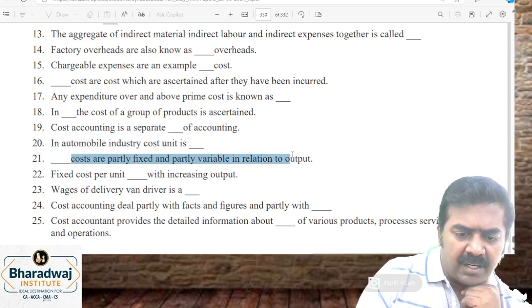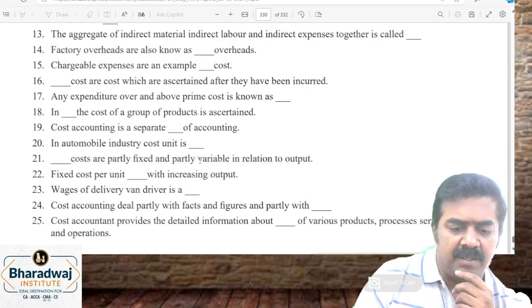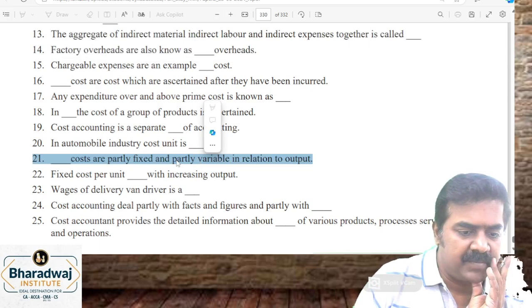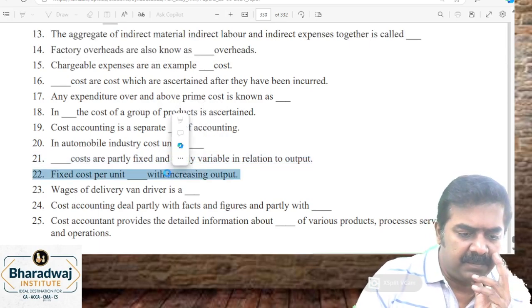A cost that is partly fixed and partly variable is semi-variable cost.